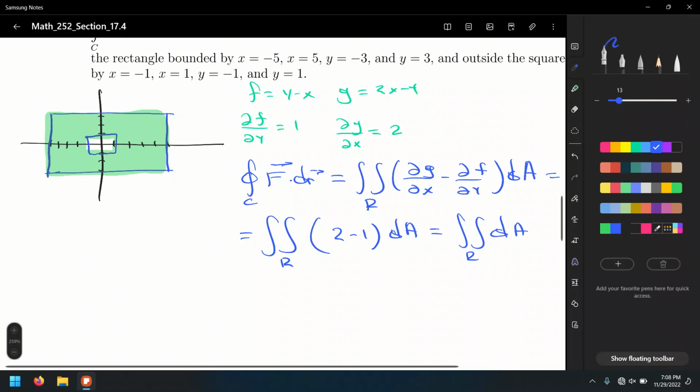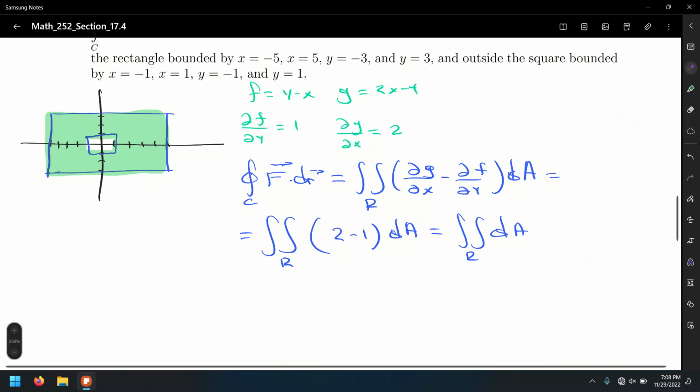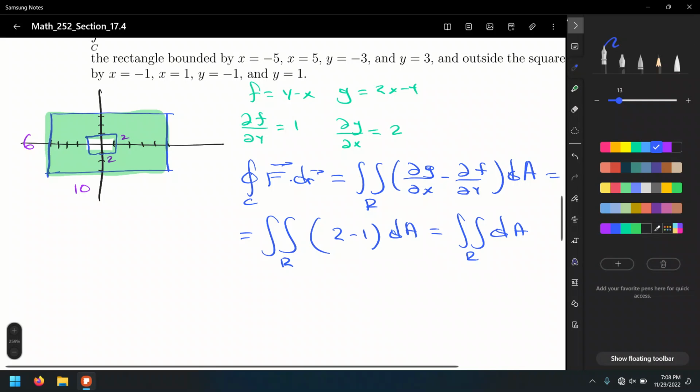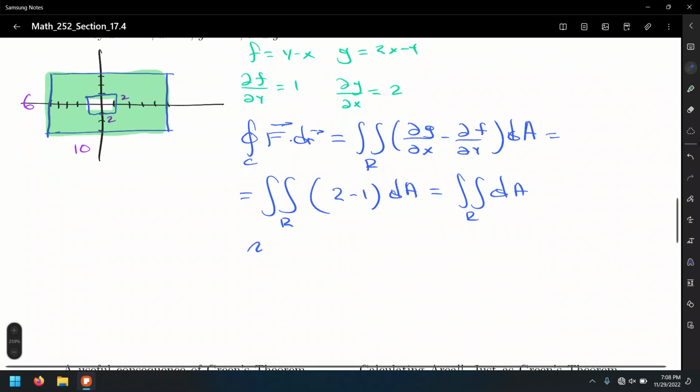So this means that if the outermost rectangle goes from -5 to 5, that means this base is 10, and if it goes from -3 to 3, this height is 6. And for the inner one, that's 2 by 2, I believe, right? So all we can do is simply subtract those two areas.